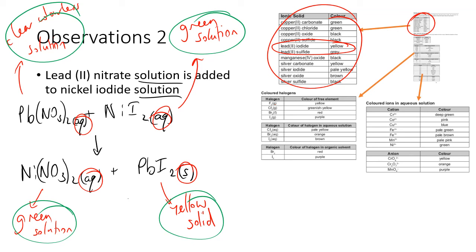Okay, one other thing about observations is that you do not say what the chemical is. You do not say what the chemical is, you just say what it looks like. Alright, so you don't say the lead nitrate is clear colorless and the nickel iodide is green. You just say a clear colorless solution and a green solution are mixed together. Right?